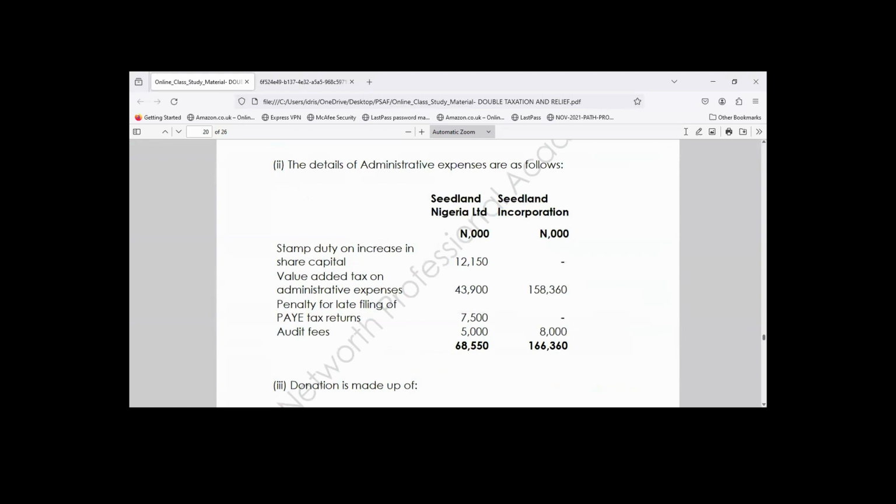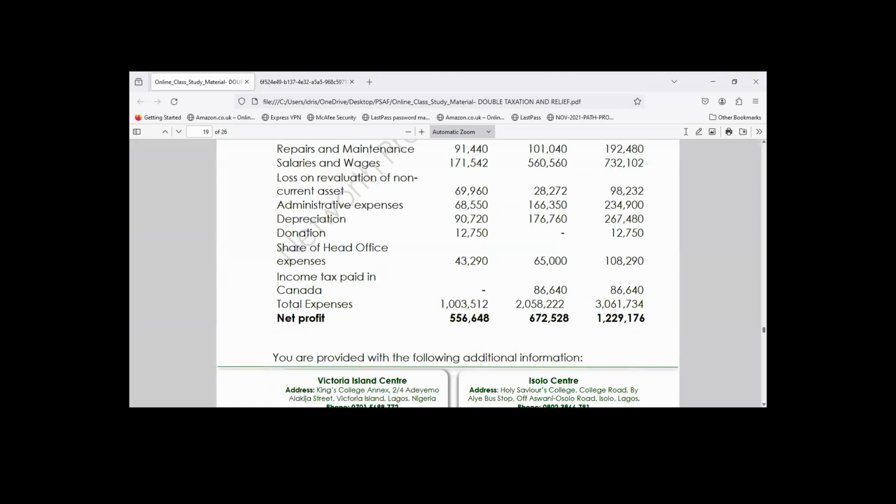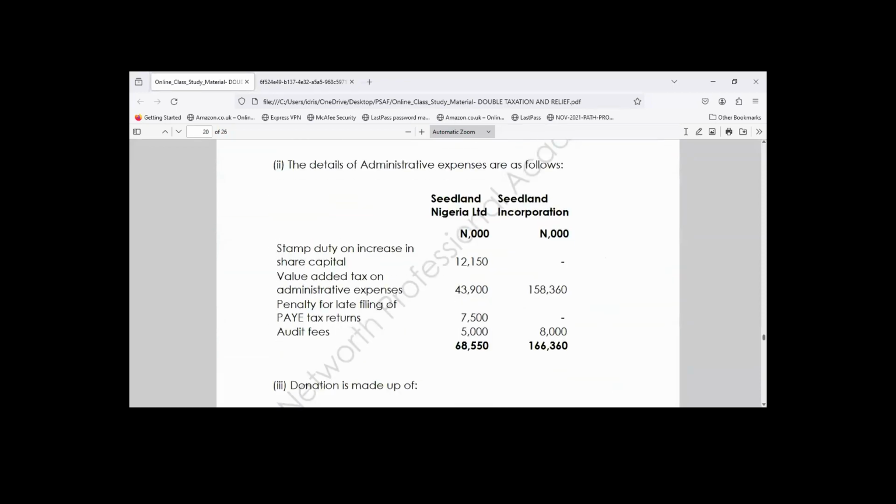Now, let's go back again. Administrative expenses, they give us the breakdown in the additional information. Look at the breakdown of administrative expenses: stamp duty on increase in share capital, value added tax on administrative expenses, penalties for late filing of PAYE tax return, and audit fee. Out of these four expenses, which one is disallowed?